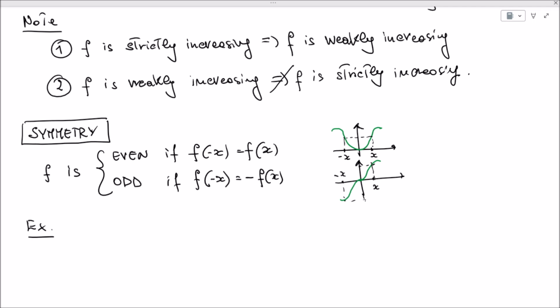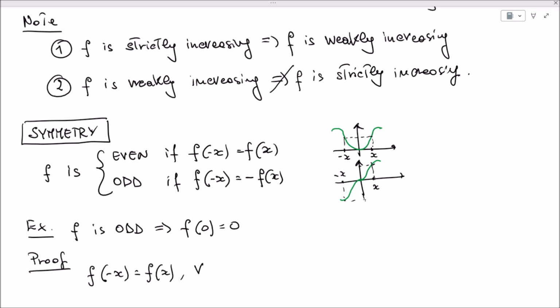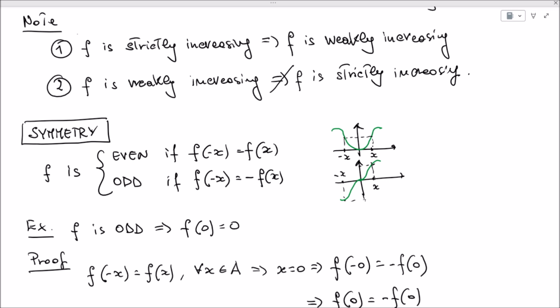As an exercise, let's prove that if f is odd, then we must have that f of 0 is equal to 0. Okay, let's give a proof of this. We know by definition that f is odd if f of minus x is equal to minus f of x, and this must be true for every x that belongs to the set A of definition. So in particular, if x is equal to 0, we should have that f of minus 0 should be equal to minus f of 0. But this is just like saying that f of 0 should be equal to minus f of 0, and this is possible if and only if f of 0 is equal to 0, which proves the original statement.